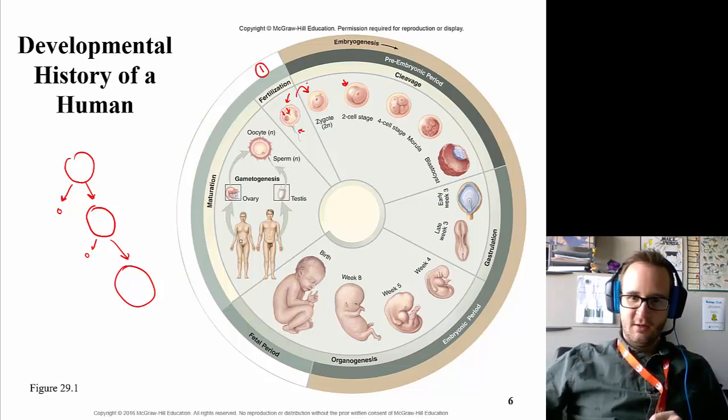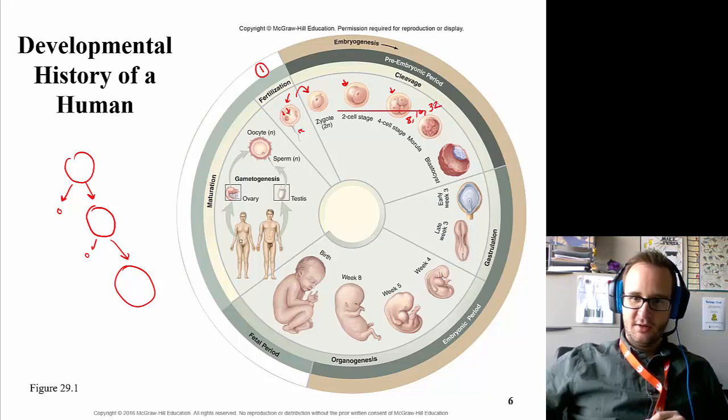So this one cell, whenever it divides, it's going to form two cells. And these two cells are occupying the same space, so there's an increase in the number of cells, but no real increase in the size of the embryo or the pre-embryonic structures. And then these two cells will divide, and this is going to form 4 cells. These 4 cells will divide, that'll become 8, and then it'll become 16.